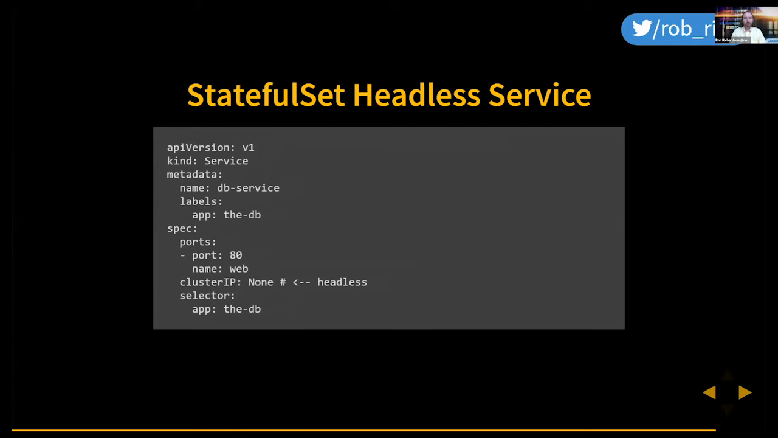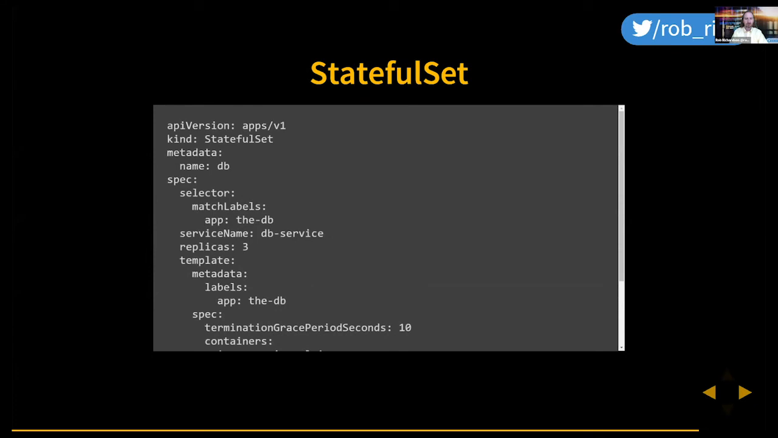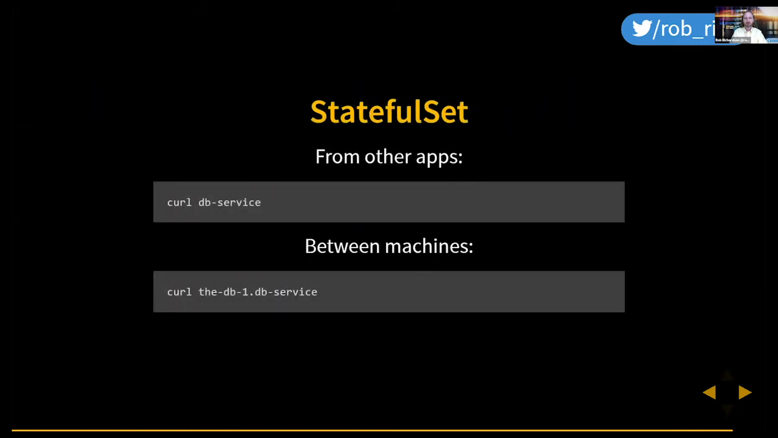Everything else in this service is pretty standard, and so we can grab a service and a deployment for a stateless resource and turn it into a stateful set just by giving it the service name and setting the kind to StatefulSet. Now we've got a stateful set. So if I were to curl the DB service, it would act like any other service and it would round robin across all of the pods in that stateful set.